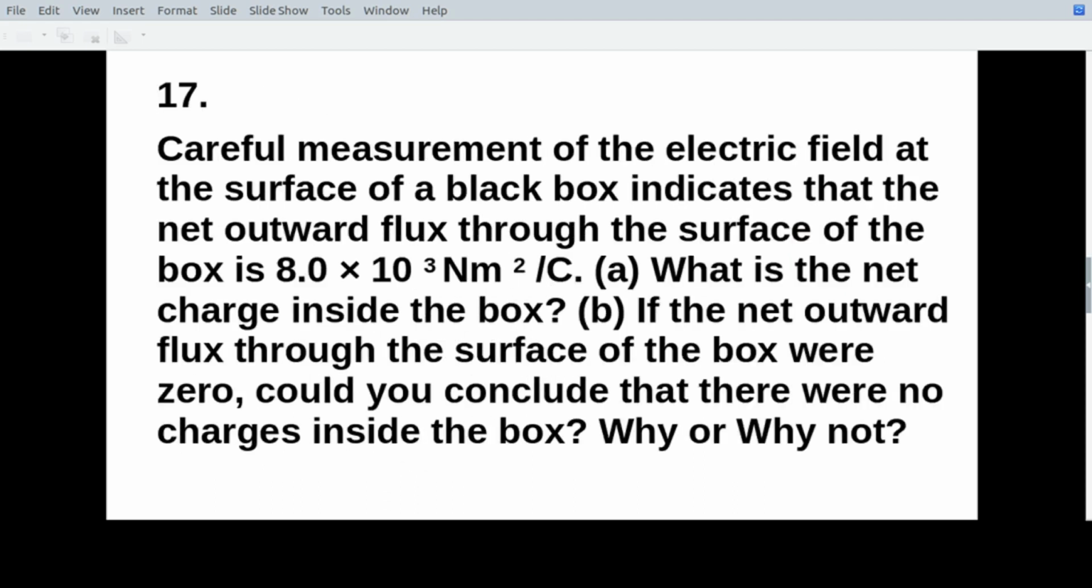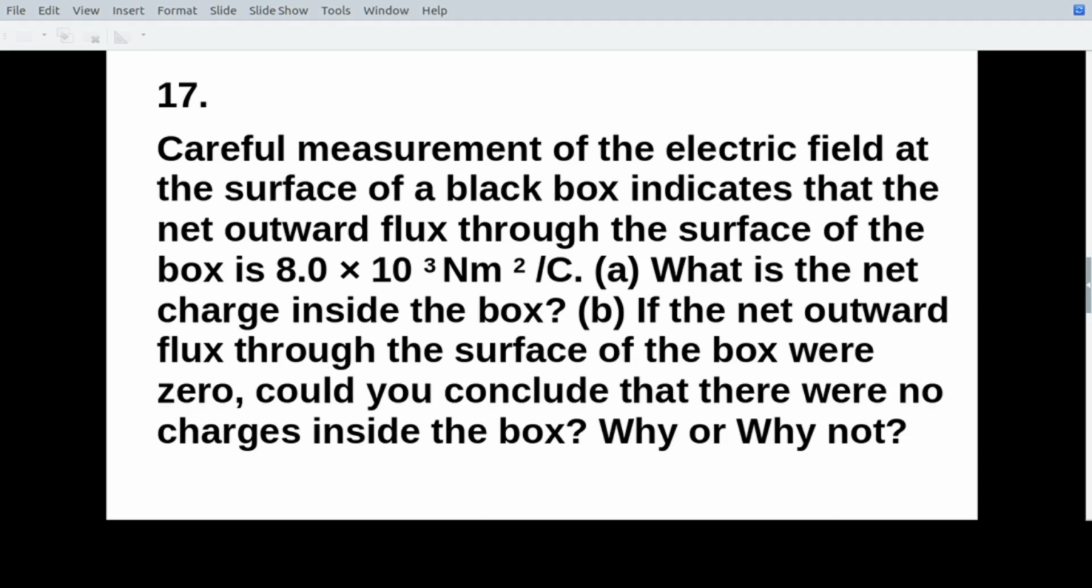Now question number 17. Careful measurement of the electric field at the surface of a black box indicates that the net outward flux through the surface of the box is 8 into 10 raised to 3 Newton meter square per coulomb. What is the net charge inside the box? Okay, you are given a black box. Net outward flux through the surface, that is given. You are asked to find out the net charge.